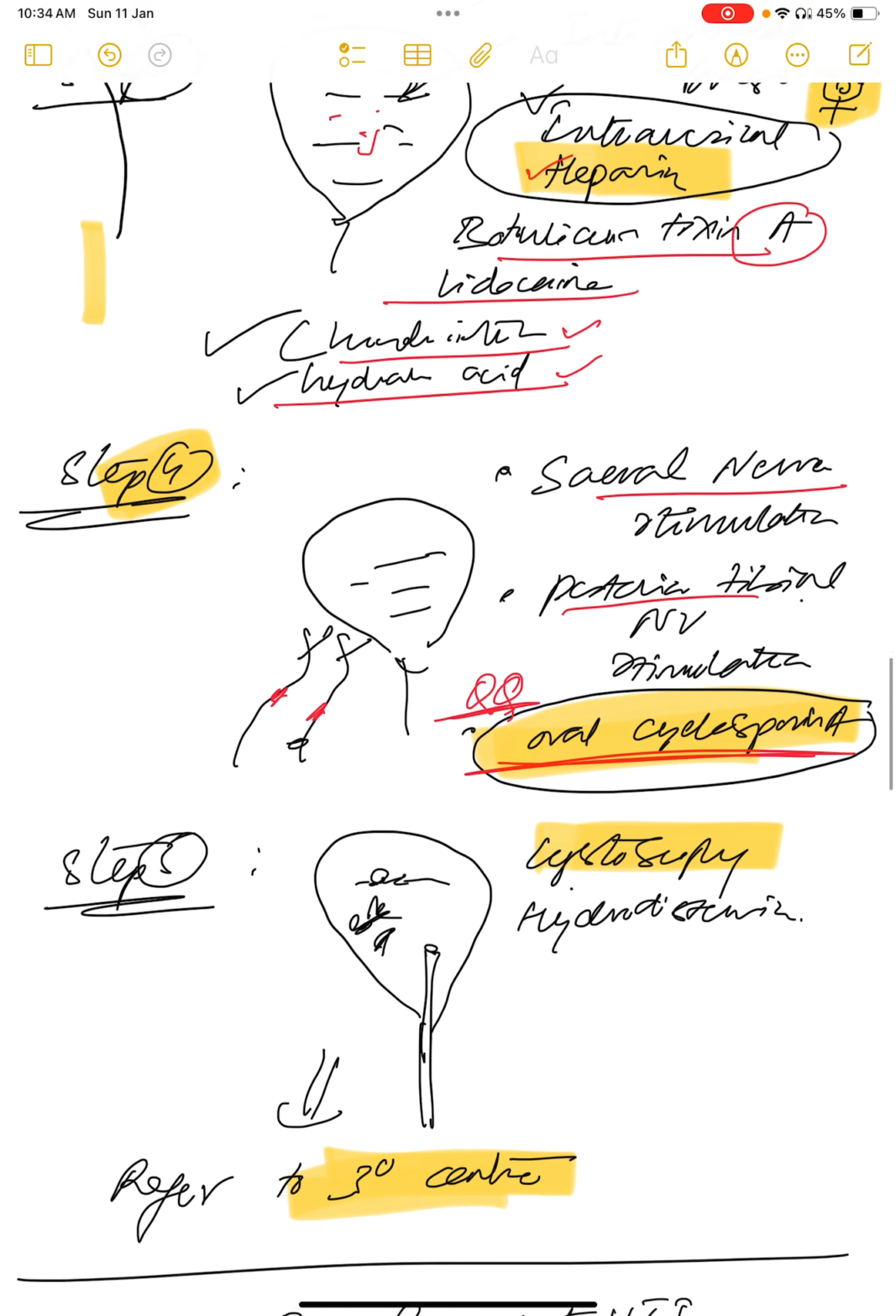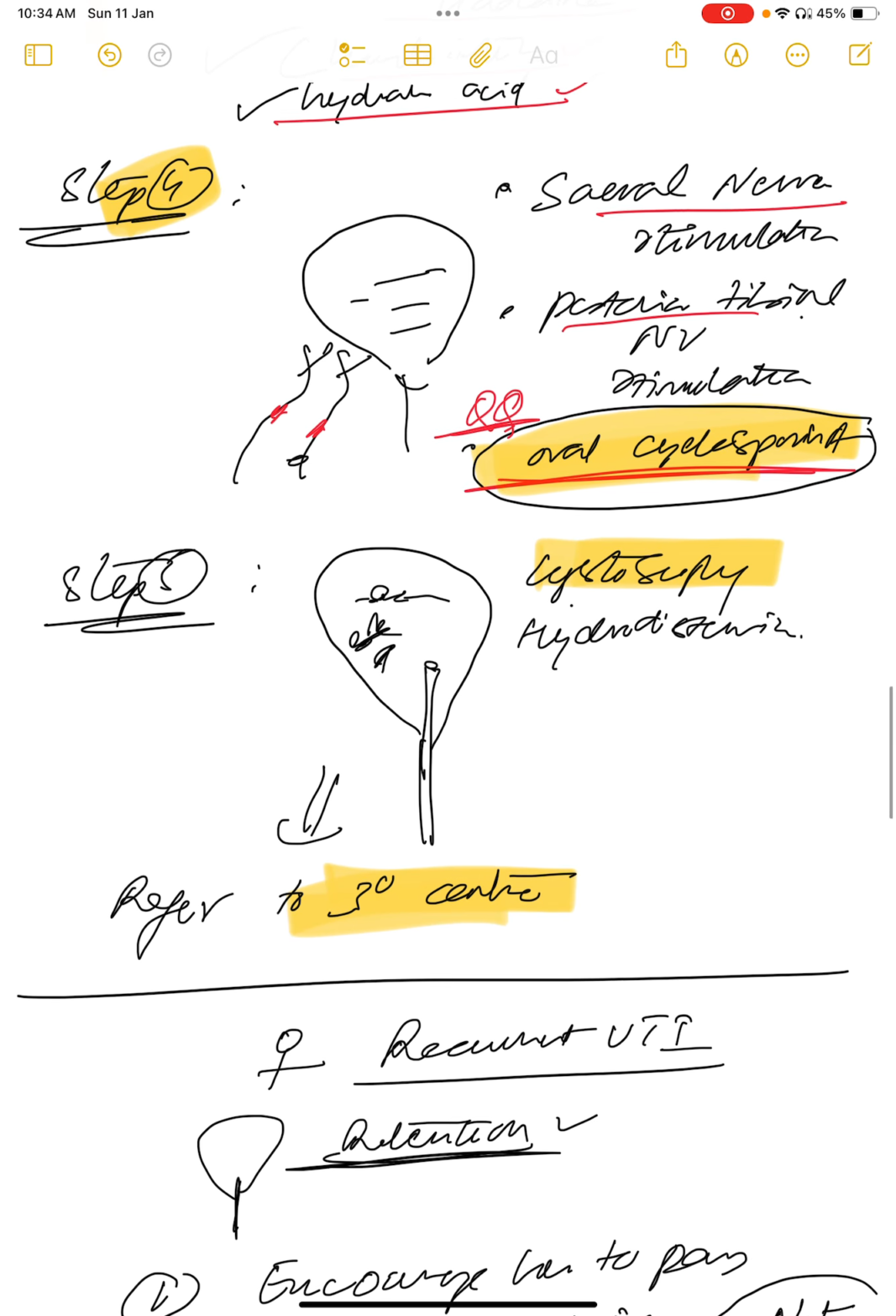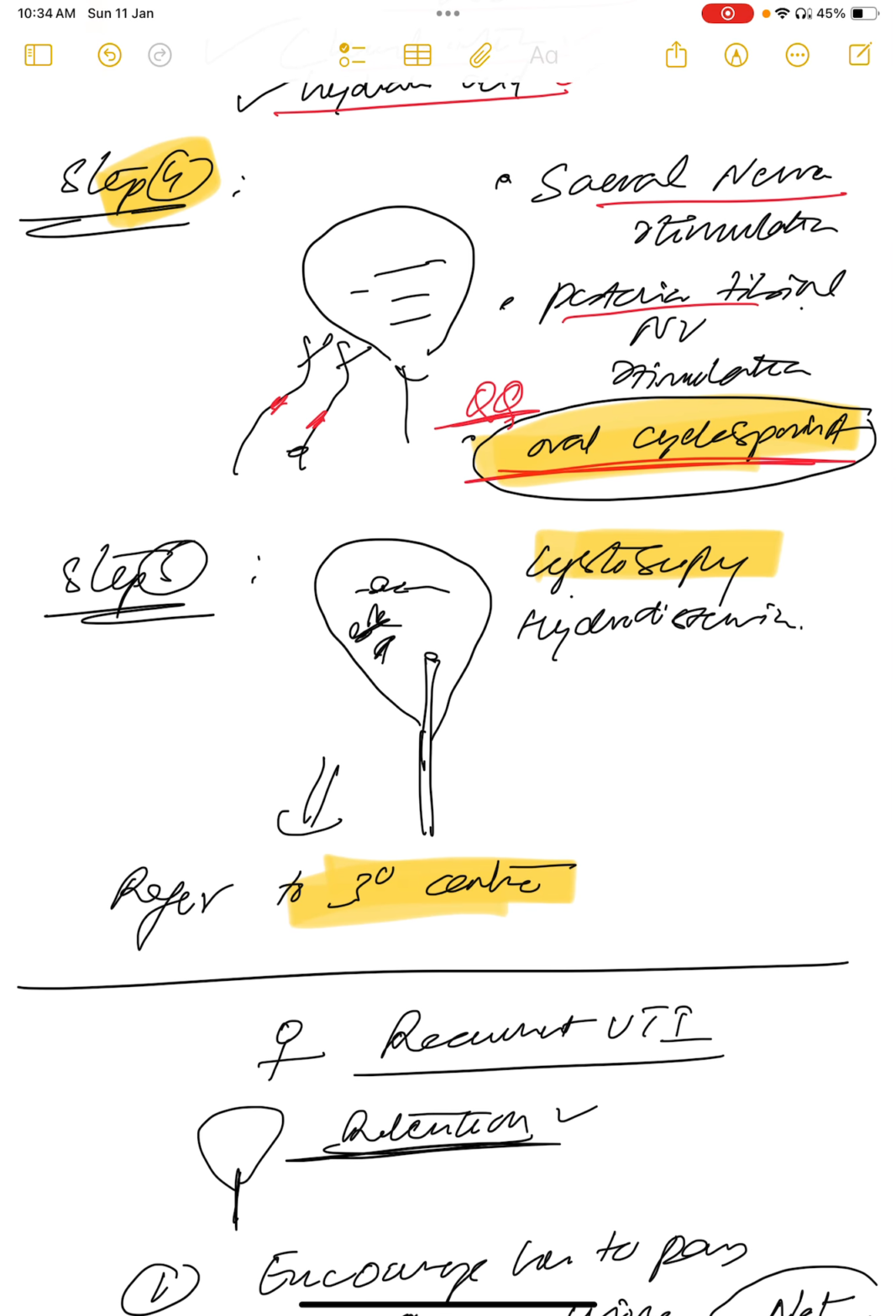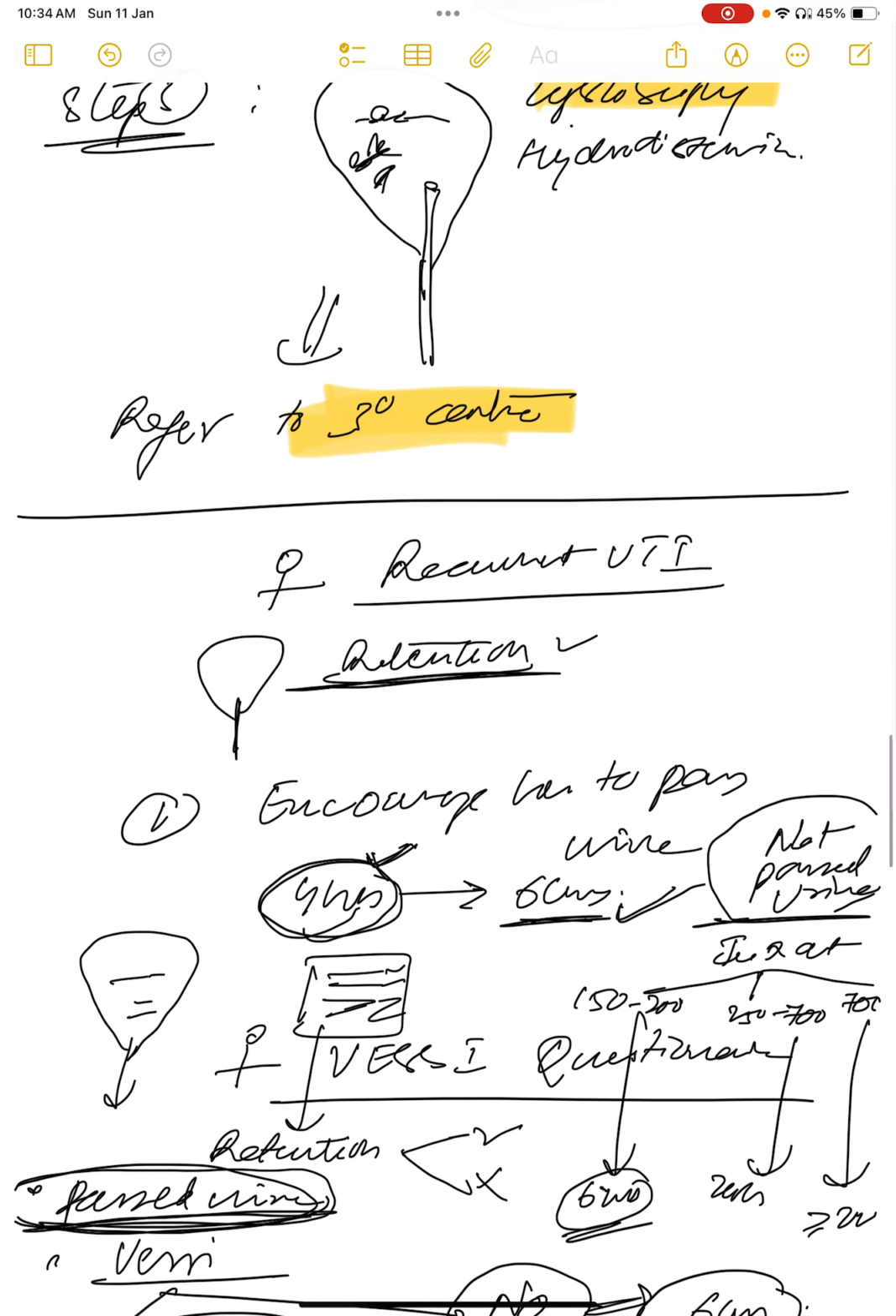Then you have step 4, which is nerve stimulation, sacral nerve stimulation, posterior tibial nerve stimulation, and oral cyclosporin is present in step 4. Step 5, cystoscopy, hydrodistension, referral up to secondary care.